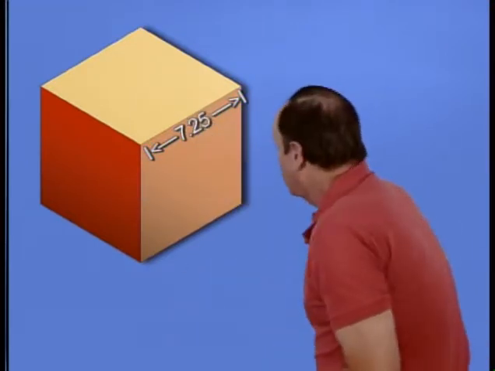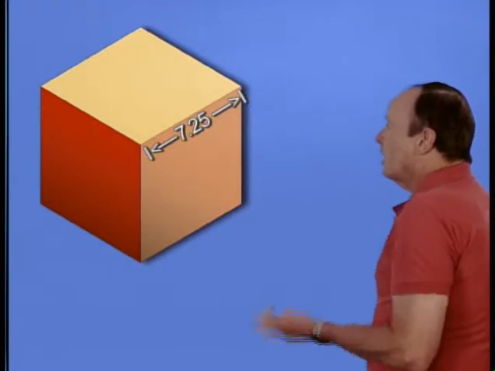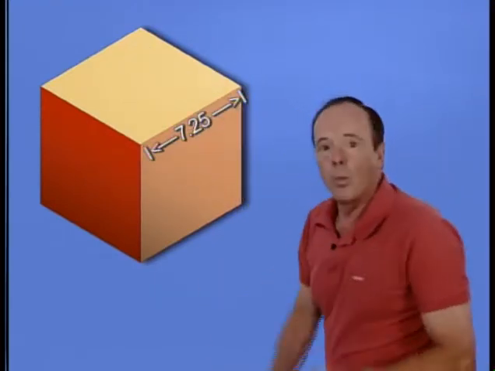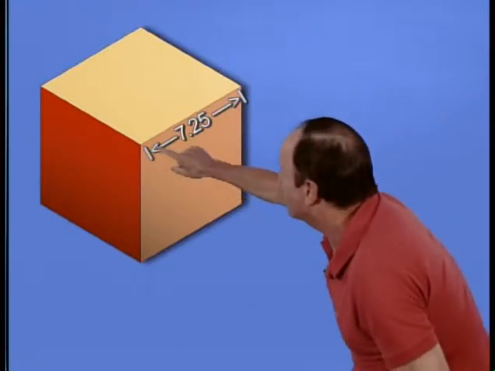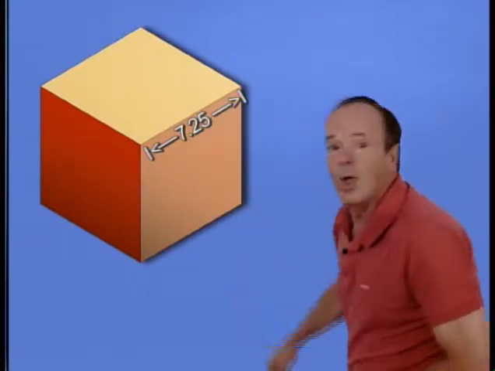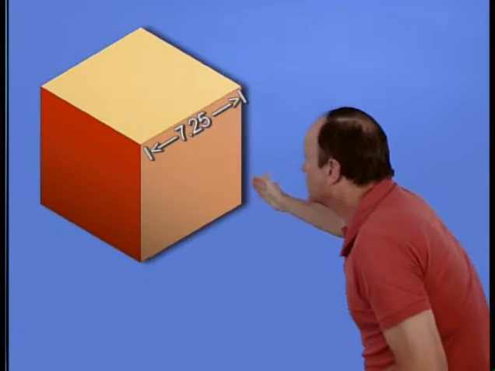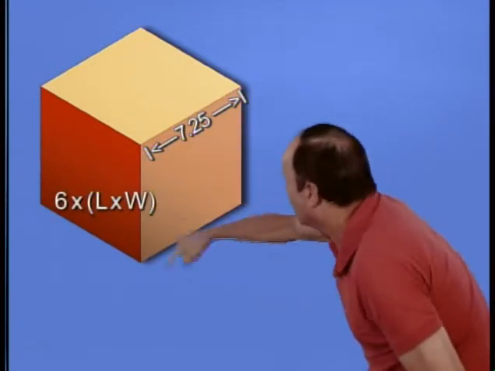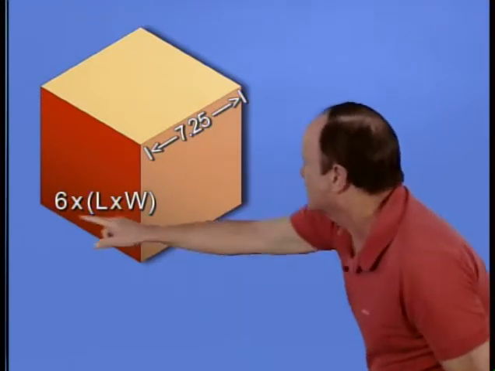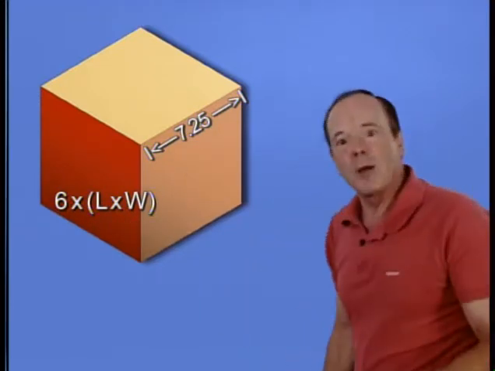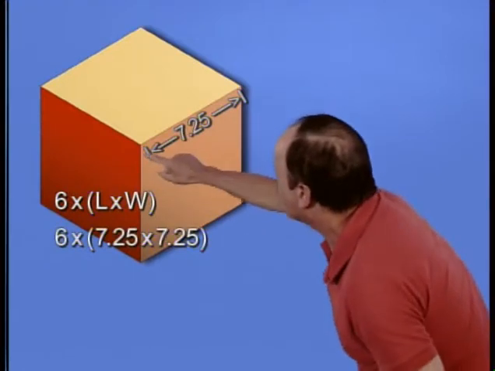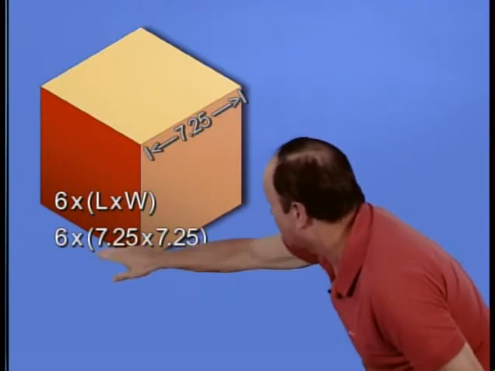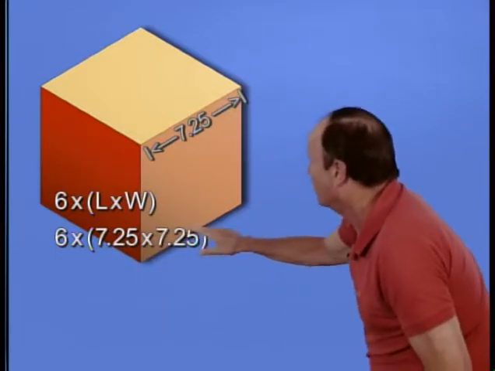Now, they're going to ask you a question that goes like this. They're going to say, what is the entire surface area of this cube where one edge is 7.25 inches? Well, all the edges are the same, so length and width are the same in this case, and it's 6 times the length times the width. Now, let's put some numbers in here. It's going to be 6 times 7.25 times 7.25.